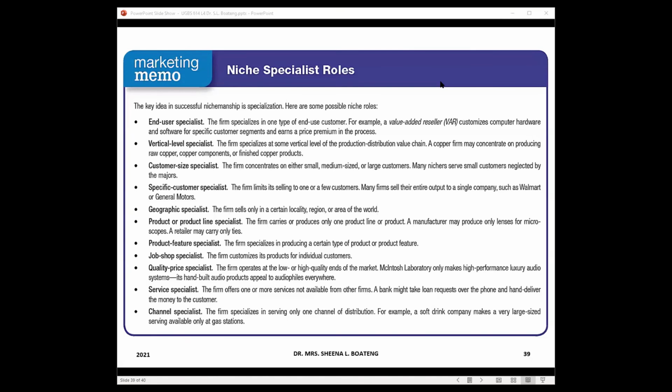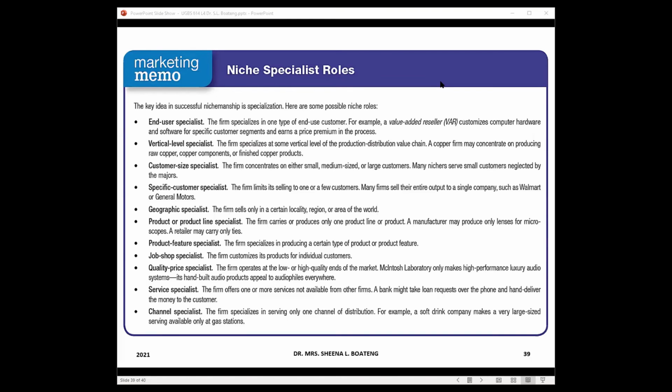Then we have the customer size specialists. And this is where firms concentrate on different sizes of customers. So you have some niches who concentrate on small customers, others medium-sized customers, and others large customers, right? However, when it comes to niches, you notice that they generally serve the smaller groups of customers that are neglected by the major competitors, like the market leaders and the market challengers.